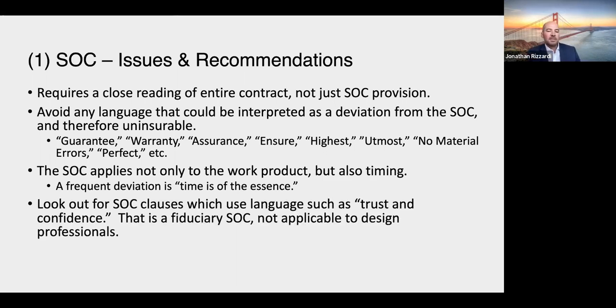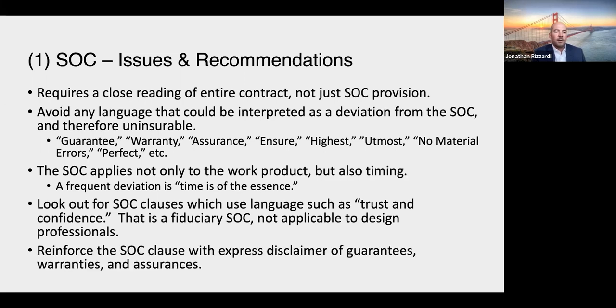Less frequent, but I've seen this before, language that's just kind of out there, like trust and confidence, or other similar language that's not really in the same ballpark as a design professional standard of care. So just watch out for that.